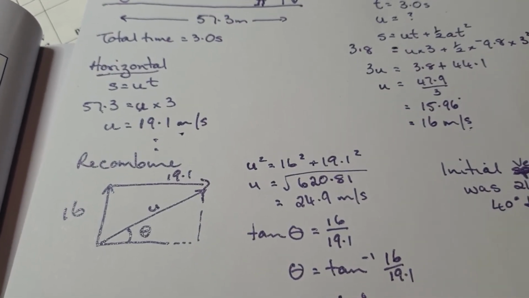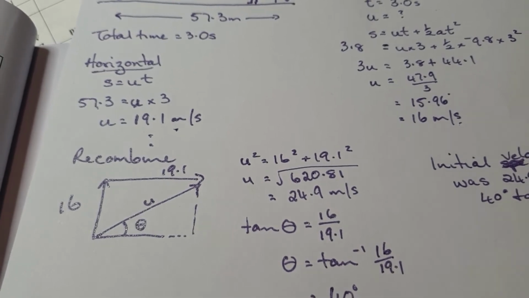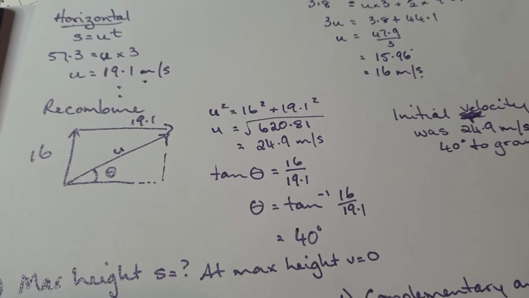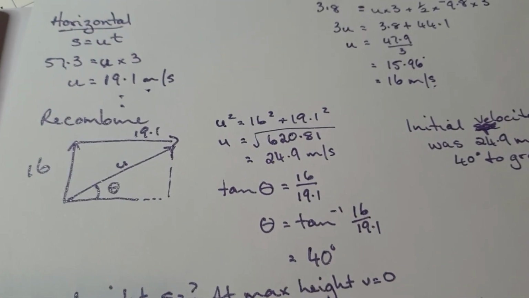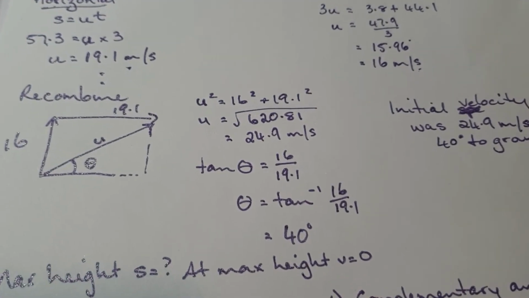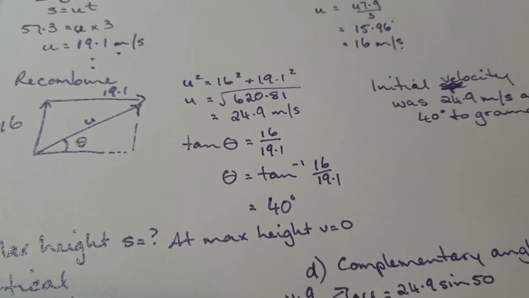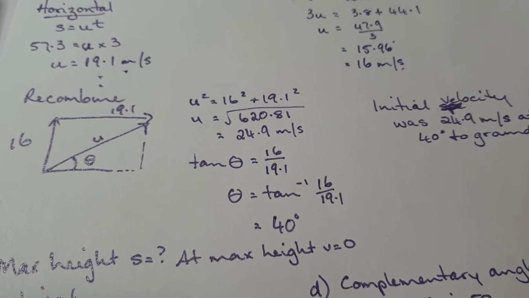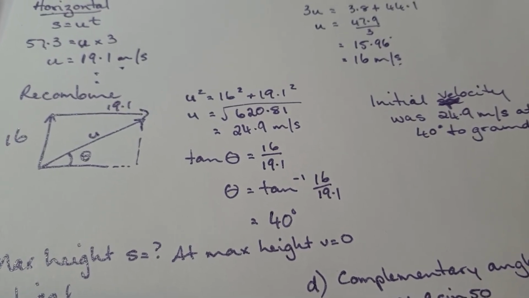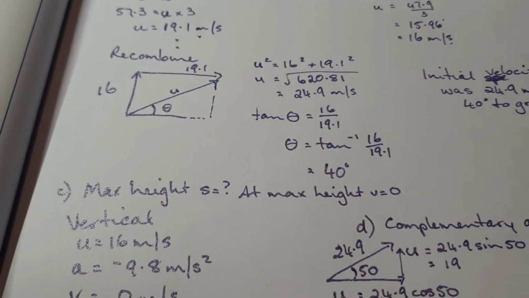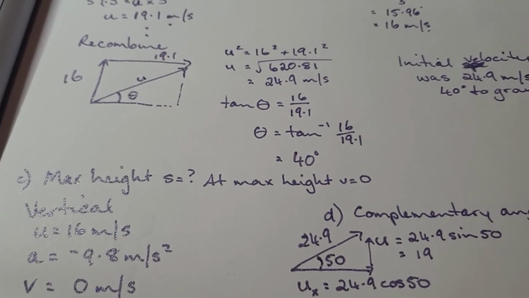All right, so I'm going to put those two together. Usually in these problems, we've got a single vector that we're splitting into horizontal and vertical. But this time we've got the horizontal and vertical and we are recombining them. So just recombine using Pythagoras, and tan tells me it was at 40 degrees. So the initial velocity was 24.9 meters a second at 40 degrees to the ground. Or angle of elevation, 40 degrees.